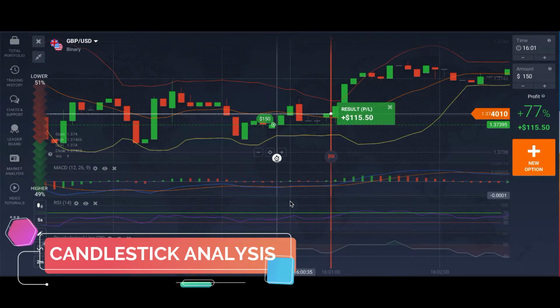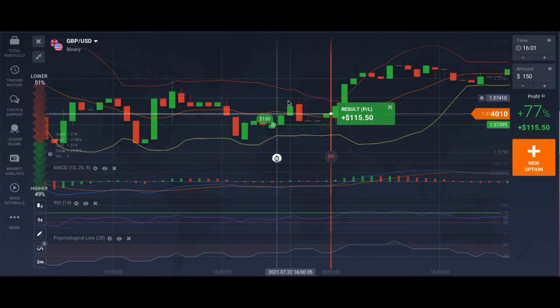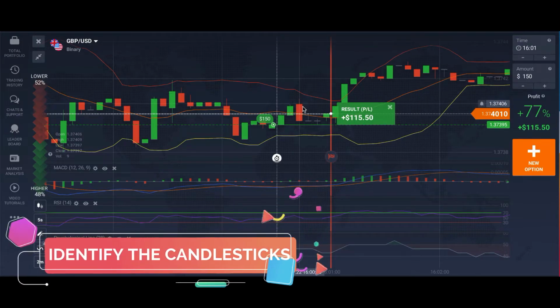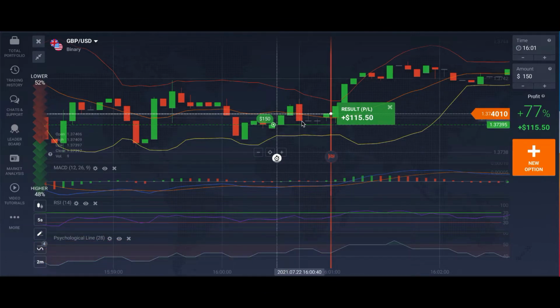All right, now here's why I went the way I did. If you have a look at the candlestick pattern here, you see a pretty big bearish candle, the red candle with a downward move, followed by almost two candlesticks of indecisiveness. What I then did is I looked at other indicators such as the MACD, the RSI, and the psychological line.